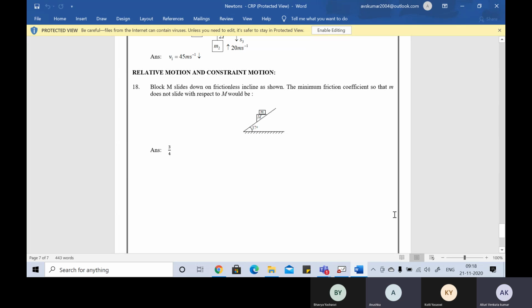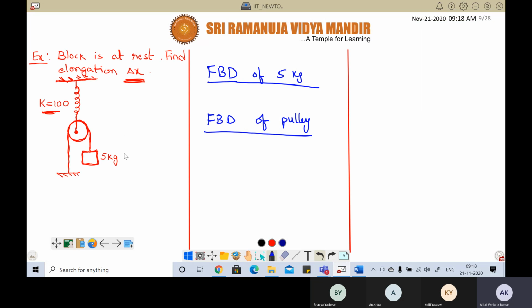Is it clear? Yes, sir. So today you just solve this homework. We'll meet next class. In the meantime, you can solve objective books, not the work session. You have Arihant, DC Pandey. Which books are you having?